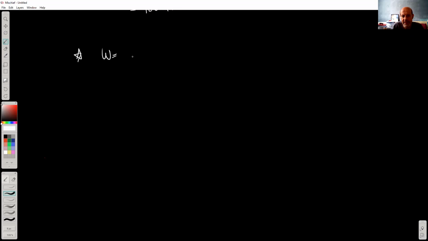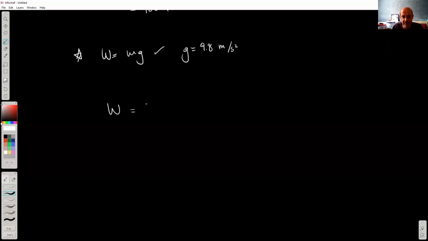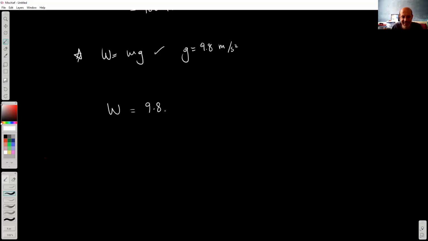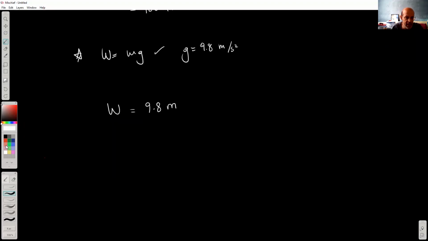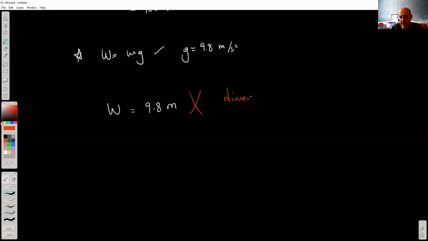So this is the formula, right? mg. And we know that g is equal to 9.8 meters per second squared, right? As a result, some people, instead of writing this formula, think they do something good if they replace the value of the gravity with 9.8. So they write down this formula like this. Again, this is wrong. Let me do it with a red color. This is dimensionally incorrect.